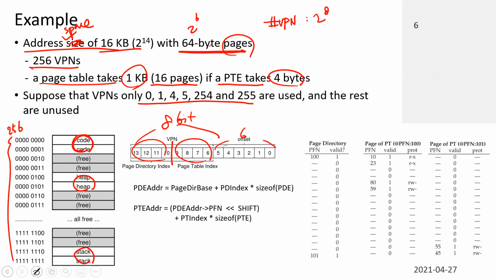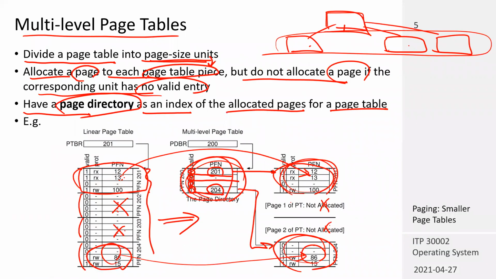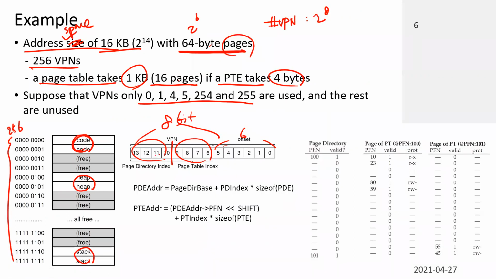So the first level is this one. 4 bits are used for indexing the first level, and then the remaining 4 bits are used for indexing the second level page table. Okay, 4 bits. So this should be called the page directory index. Page directory index. And since it has 4 bits, how many entries should there be?